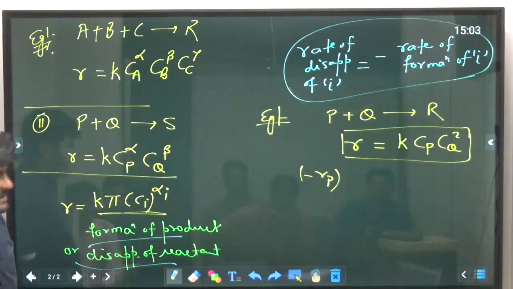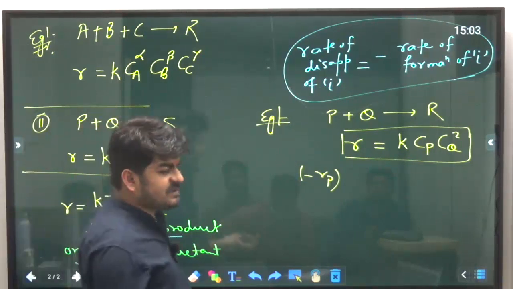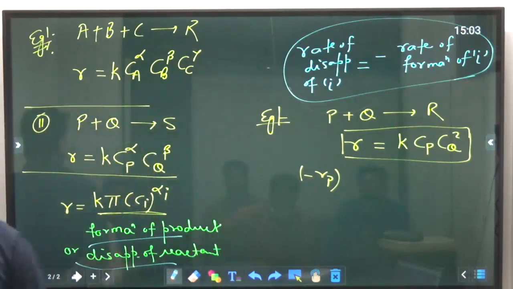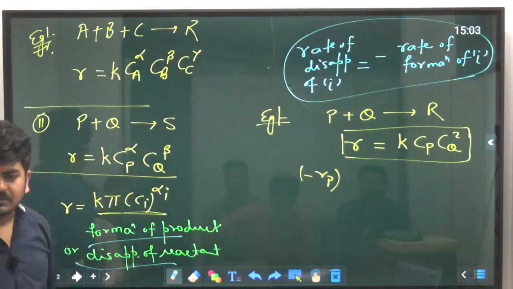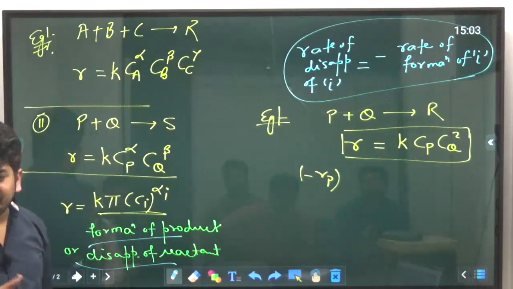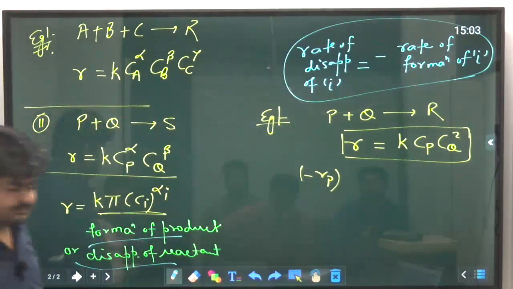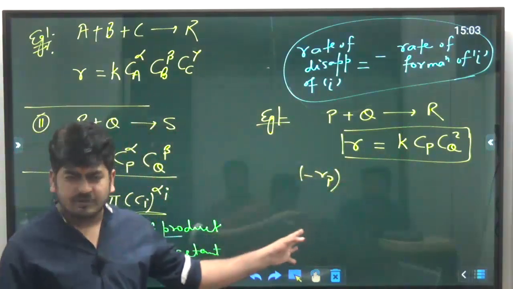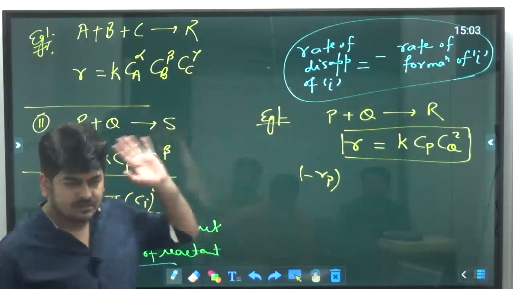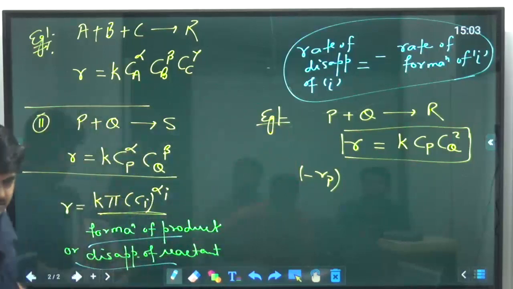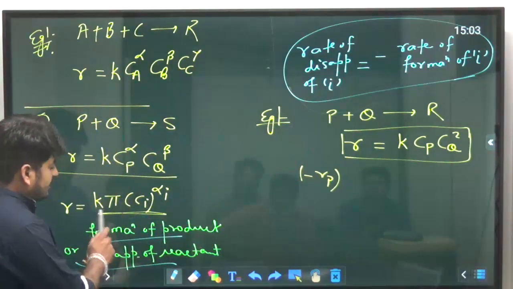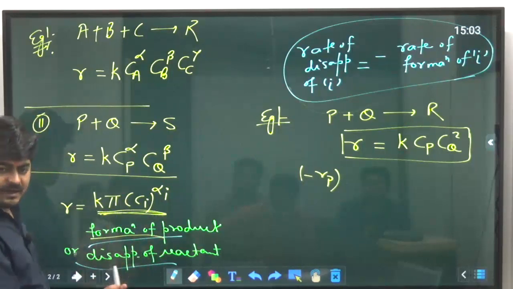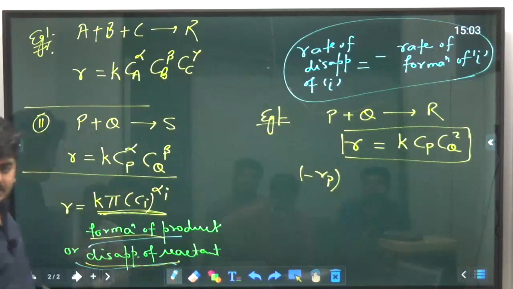According to relative rates, R is equal to minus Rp upon P is equal to minus Rq upon Q, that is equal to Rr upon R. So minus Rp will be equal to Rr. That is mathematically according to relative rates, but forget about that. Now let's come to this logic. The right hand side part represents the formation of product and disappearance of reactant.